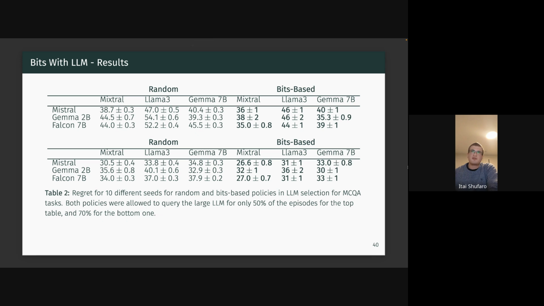So in all of our experiments, all of the settings, with all different combinations of large language models, pretty much always the bits-based decision rule beats the random decision rule, really showcasing the potential that using bits in a decision-making setting can have to realistically improve performance.